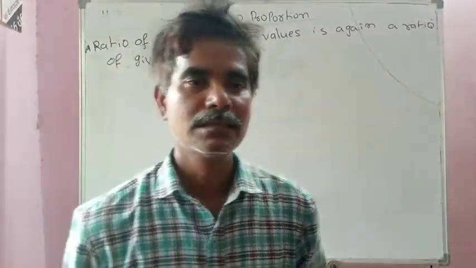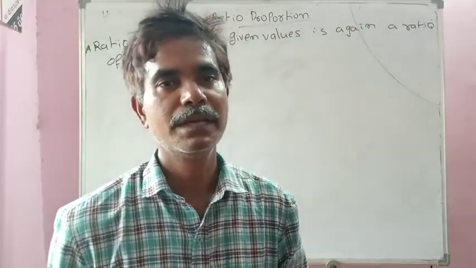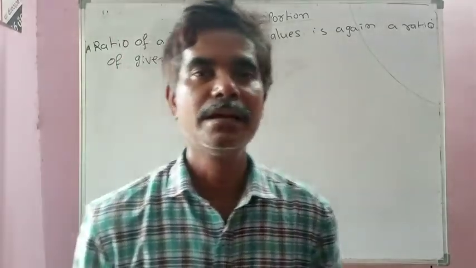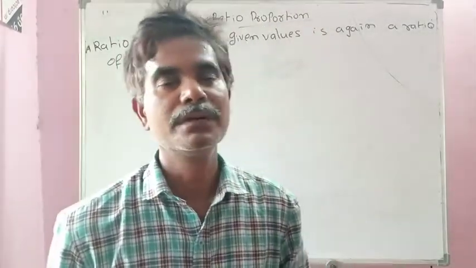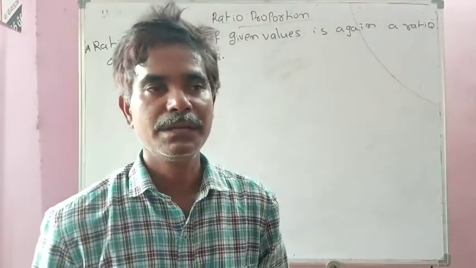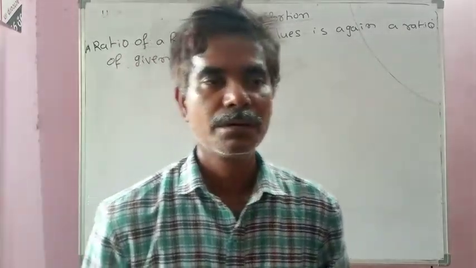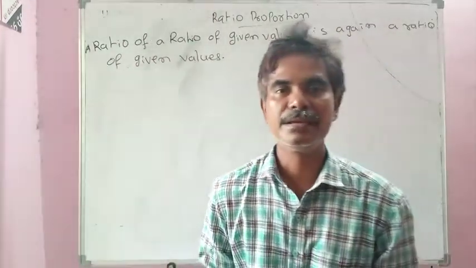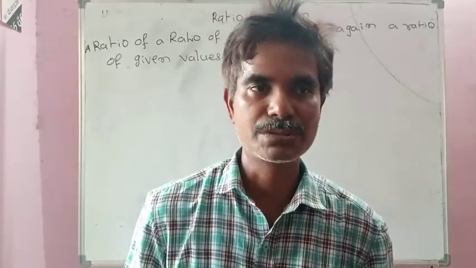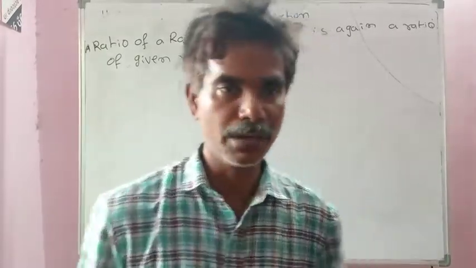In this class, let us discuss that a ratio of given values is again a ratio of given values. That means if we find a ratio of an already existing ratio, the obtained ratio will be one of the ratios of given values. Let us see this through an example.